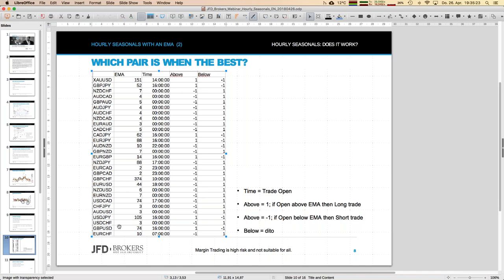And you see for each Forex pair the best EMA and the best point in time of the day to trade. And we see some good examples like in the afternoon, Canadian dollar Japanese yen, euro Japanese yen, 4 p.m. Great. We can use that. That's the statistical edge. But that's not all.